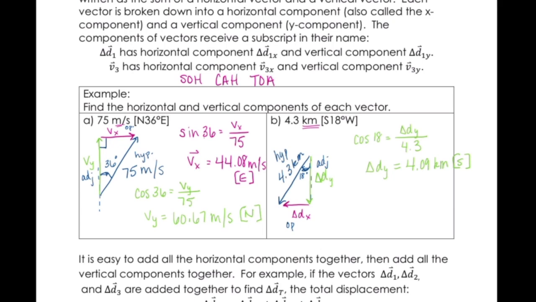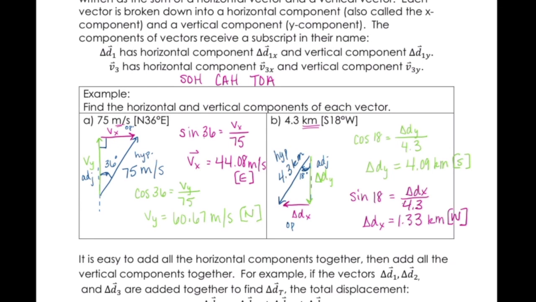Okay, and then for our horizontal, we're going to be using sine of our angle equals opposite over hypotenuse, and we should get that delta D of x is 1.33 kilometers, and then it's going in the western direction.